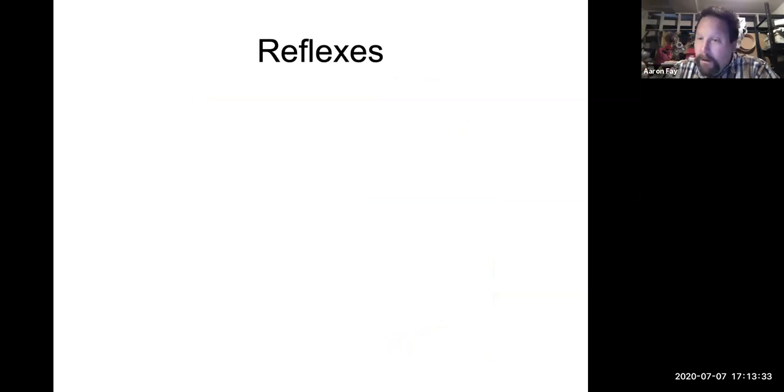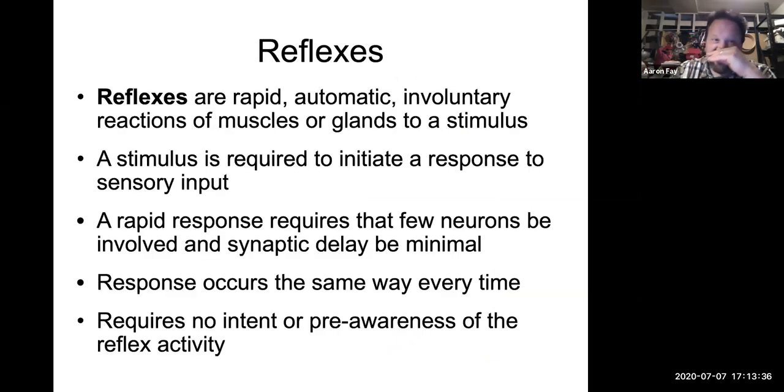All right. Almost done. Let's talk about our last subject matter, which is reflexes. So a reflex is a rapid, so fast, automatic, you don't have to think about them, involuntary, you don't have any control over them, reaction of muscles or glands to some particular kind of stimulus. So stimulus means you're going to involve a receptor, afferent nervous system. If you're going to have some sort of response by a muscle or gland, you're going to have a component of the motor nervous system, the efferent motor system. A stimulus is required to begin the response.